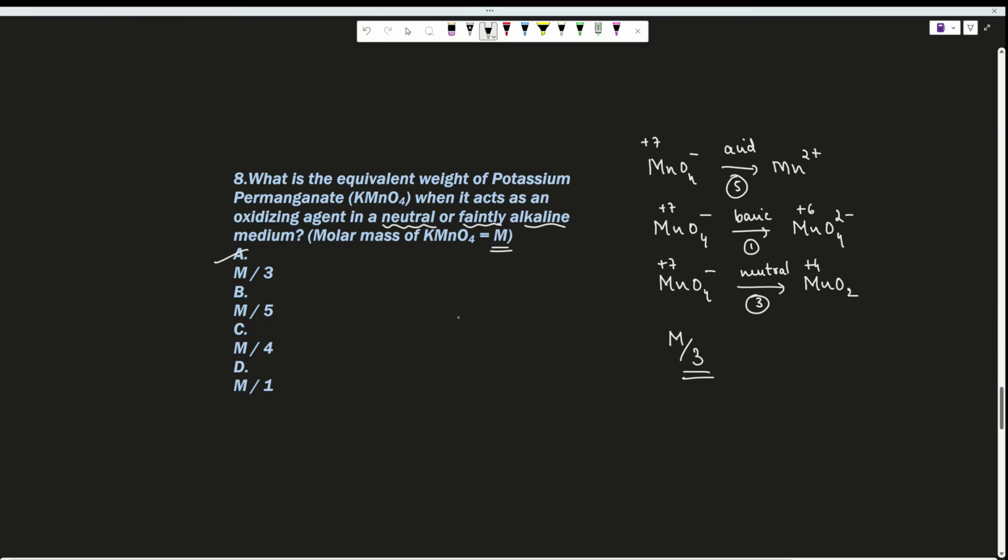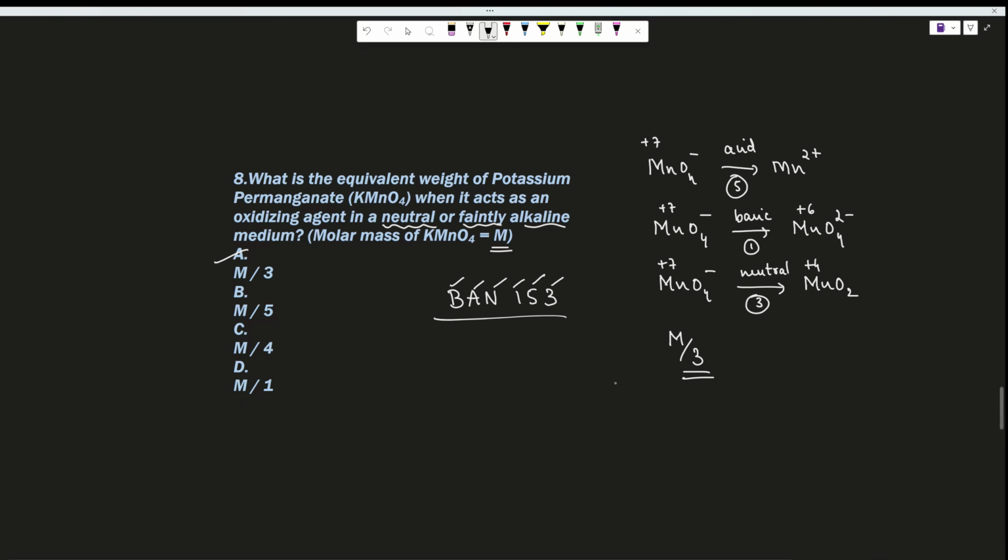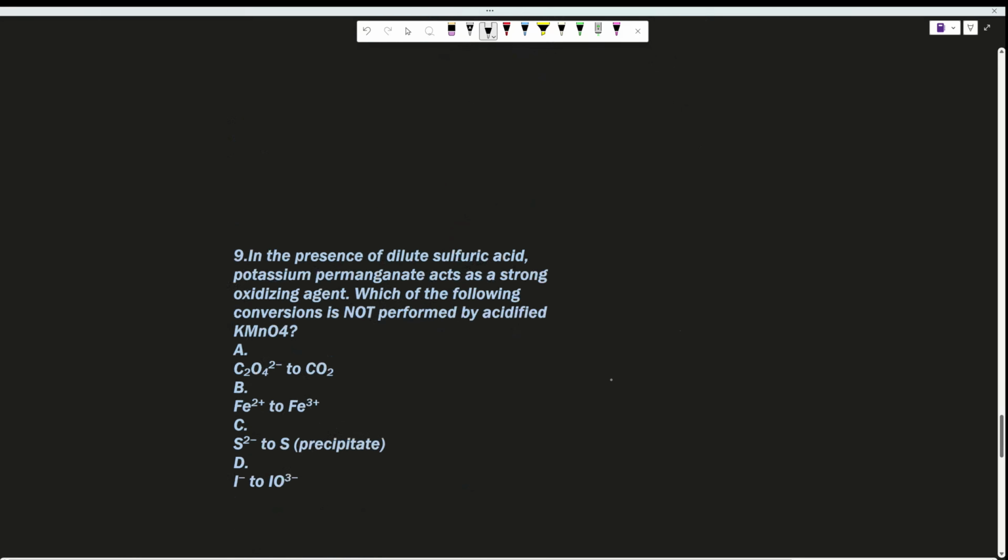And you know there is a shortcut to remember this 5, 1 and 3. So that is BAN 153, or BAN 153. What's the meaning? KMnO4 in basic medium change is 1, acidic change is 5 and neutral change is 3. Okay, so that's a good trick. Do remember. Yes, next.